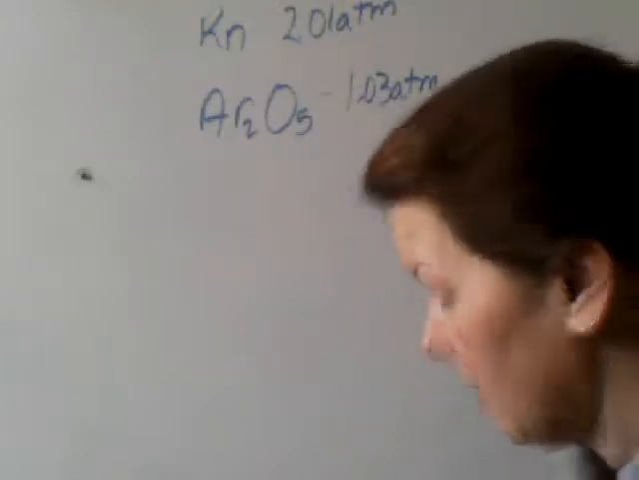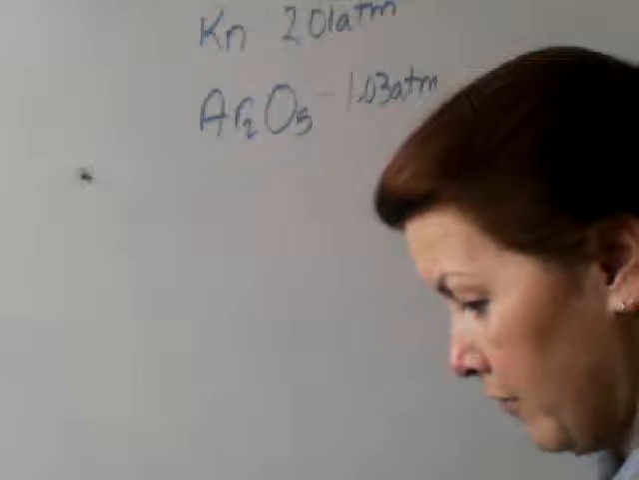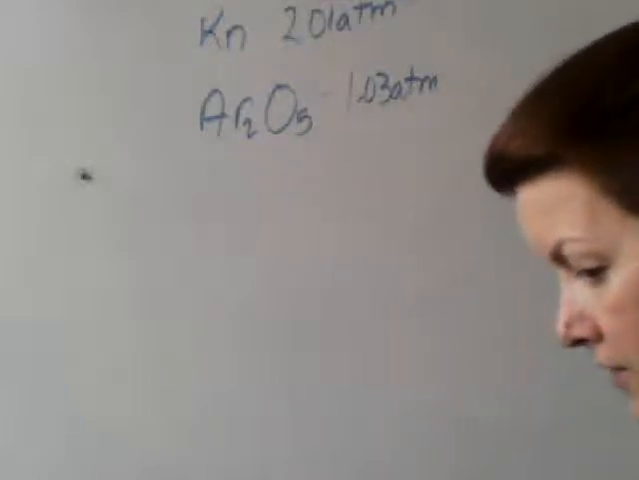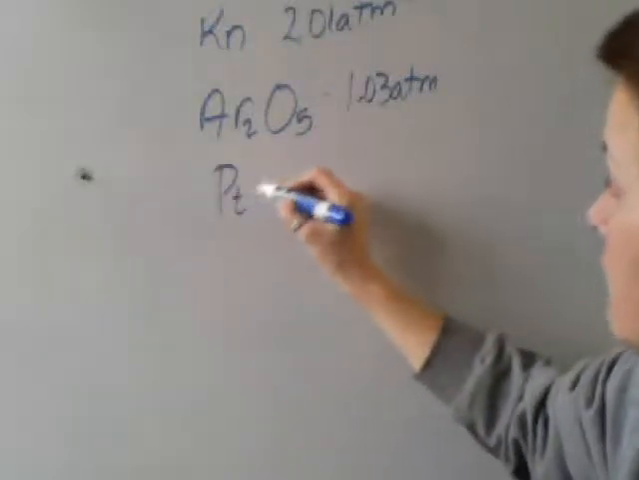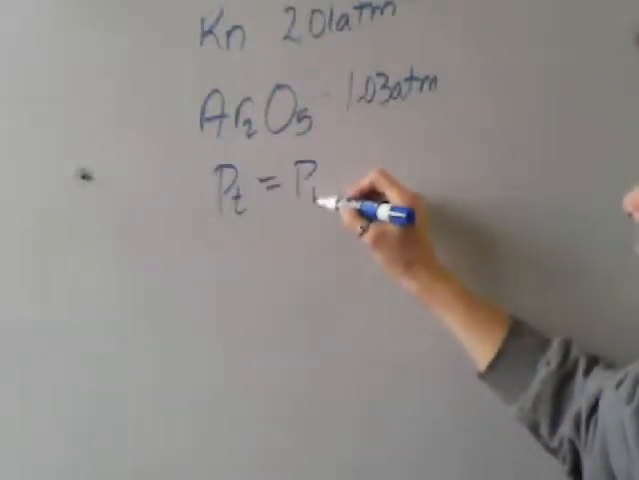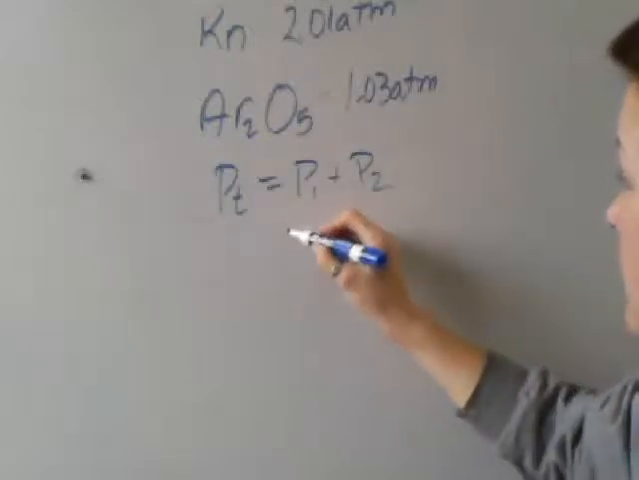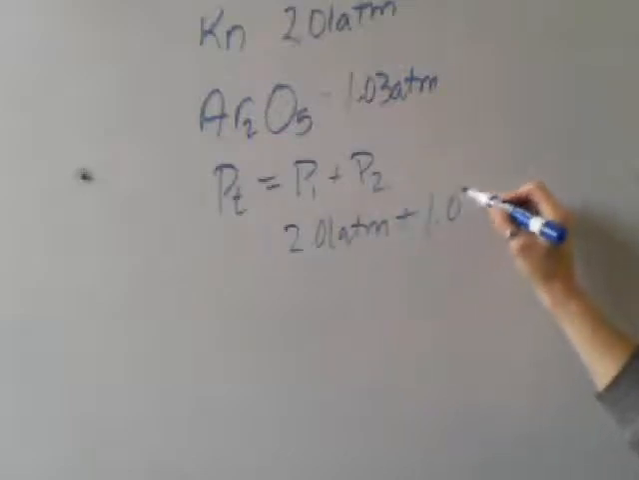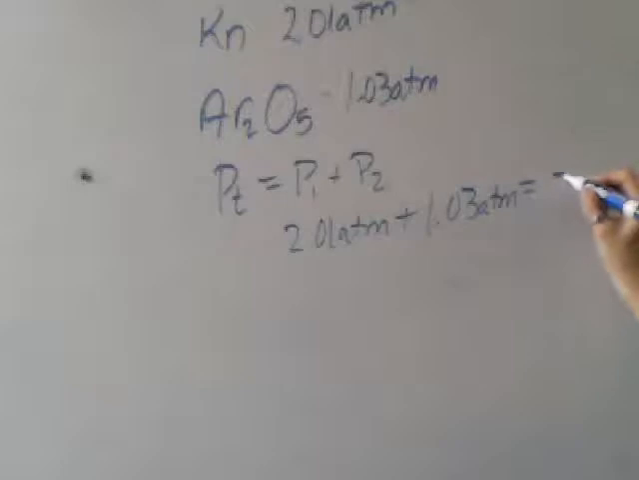Okay, and so we've identified what we're given. We have 2 pressures, and it wants to know the mole fraction. And so we can do our total pressure is going to equal P1 plus P2. So total pressure will be 2.01 atmospheres plus 1.03 atmospheres to equal 3.04 atmospheres.